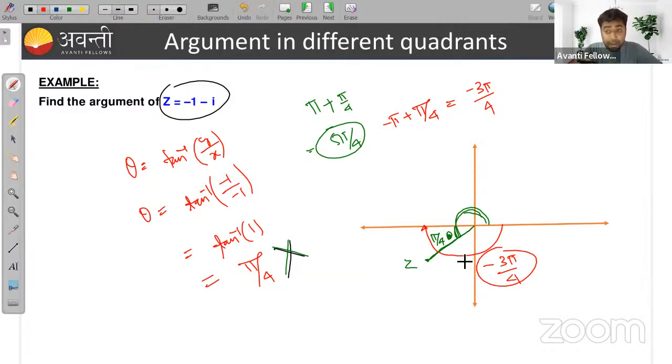If the argument is minus 3 pi by 4, then tan of minus 3 pi by 4 will be 1. So it can't be pi by 4. The argument of this complex number will be minus 3 pi by 4. Is that clear to everyone, guys? The argument can't be pi by 4 because this complex number makes an angle of minus 3 pi by 4 with the positive x-axis. Clear, everyone?